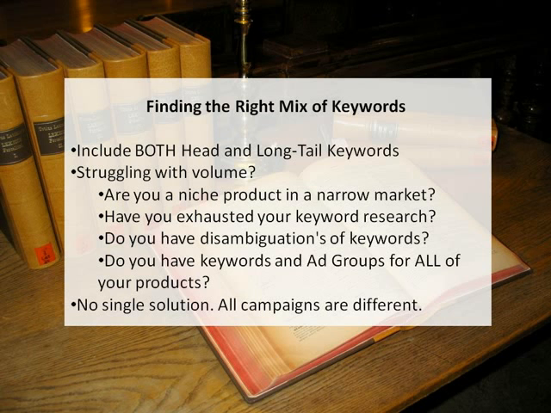And then do you also have disambiguation for all those keywords? And also, do you have keywords and ad groups for all of your products? So if you're an e-commerce retail site and you have 5,000 products and corresponding thousands of landing pages, do you have keywords and ads and ad groups built around all the different parts of those websites?